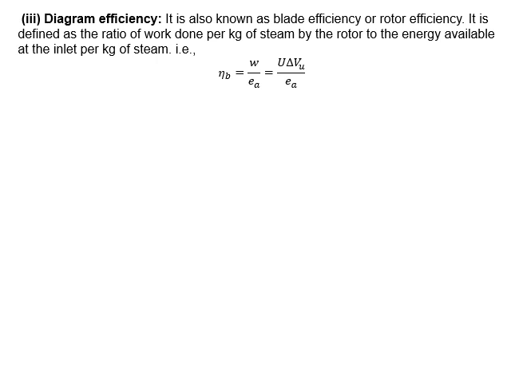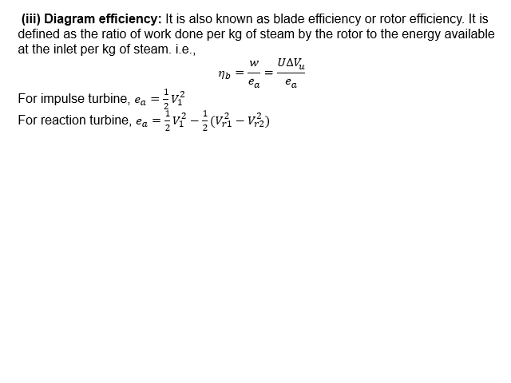Work done is given by U into delta VU, where delta VU is equal to VU1 plus or minus VU2. Then E_A is the energy available at inlet. For an impulse turbine, E_A is equal to half V1 square, that is the kinetic energy available at the inlet. And for a reaction turbine, E_A is equal to half V1 square minus half VR1 square minus VR2 square.